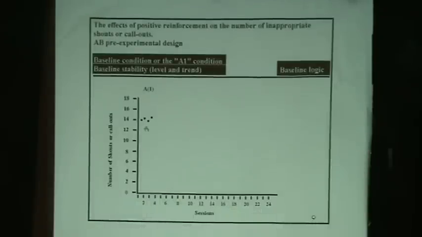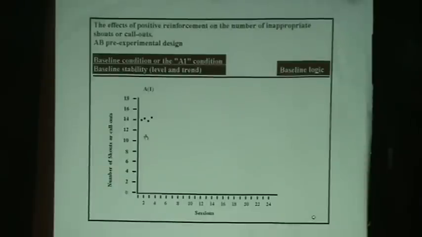Now, this initial 4 data points, or the 4 days that we were collecting data, is called a baseline condition, or the A condition. Now, I don't know why they call it A when baseline begins with B, but that's just the way it is. So this is the A condition, or the baseline condition.